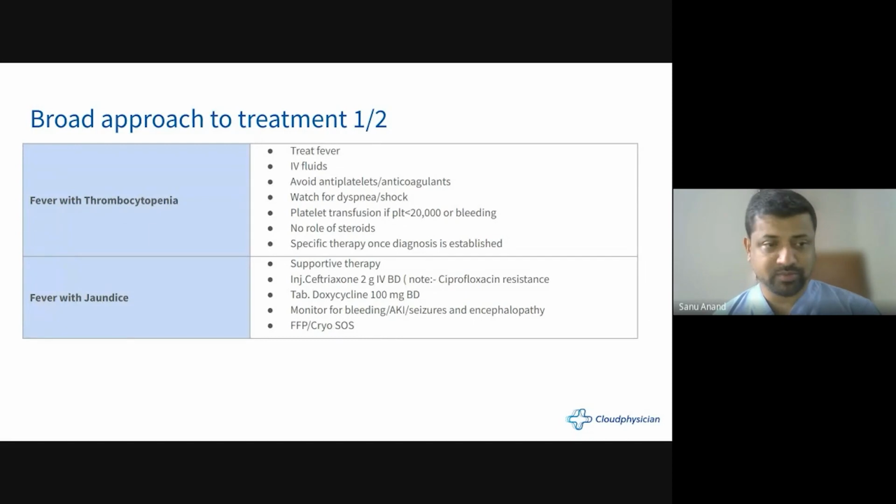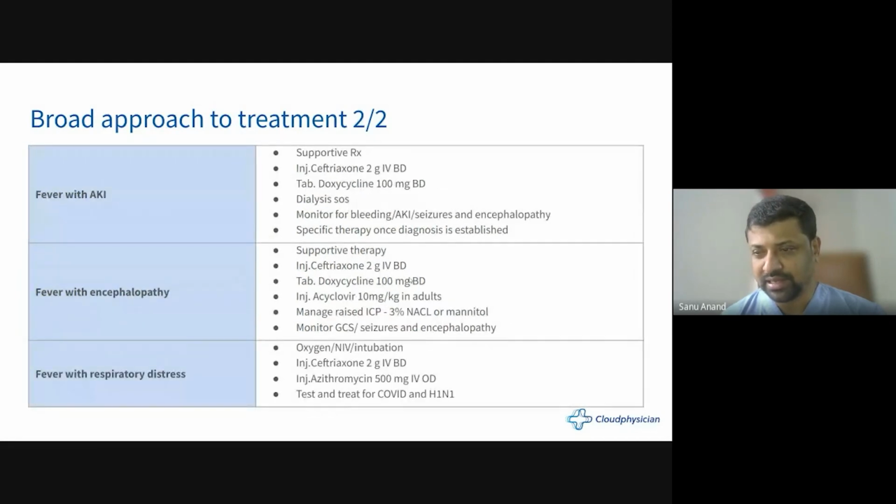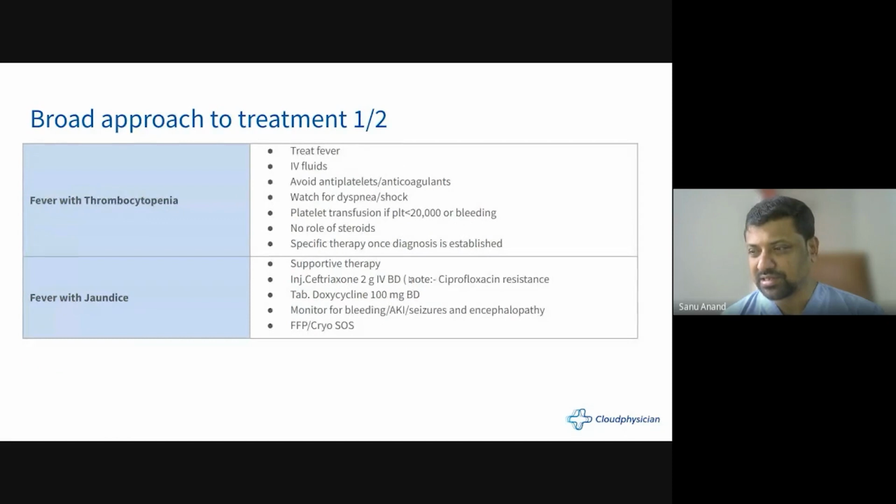So fever with thrombocytopenia, the poster child for the disease is dengue. So fever, treat the fever, antipyretics, be liberal with it, and IV fluids, platelets, anticoagulants, platelet transfusion only if the platelet count is less than 20,000, or if the patient is bleeding, or if it has dropped more than 10,000 in the last 6 to 12 hours. There is no role for steroids. We have gone through this. Specific therapy once diagnosed.